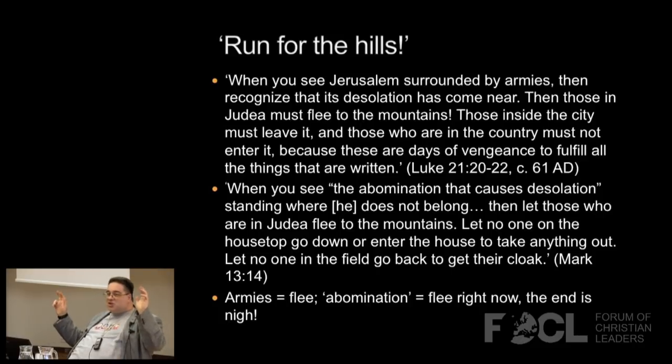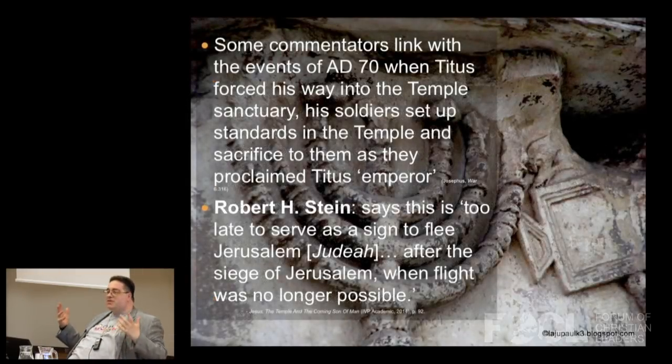Now the abomination that causes desolation is much discussed, and various commentators link it with the events of AD 70, when, having forced his way into the temple sanctuary, the soldiers of Titus set up their Roman standards in the temple, which the Jews would have considered as pagan iconography, pagan statuary. They sacrificed to their pagan icons in the temple, desecrating the temple, and that this is the desecration event.